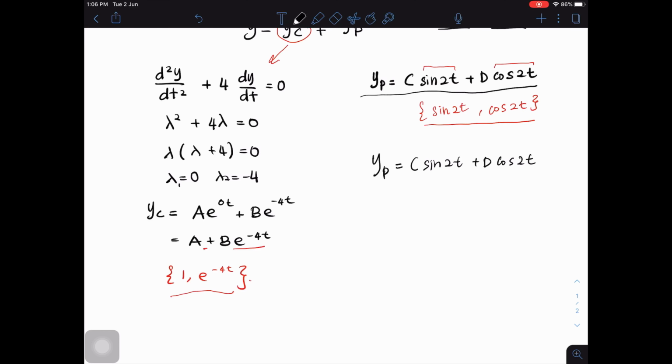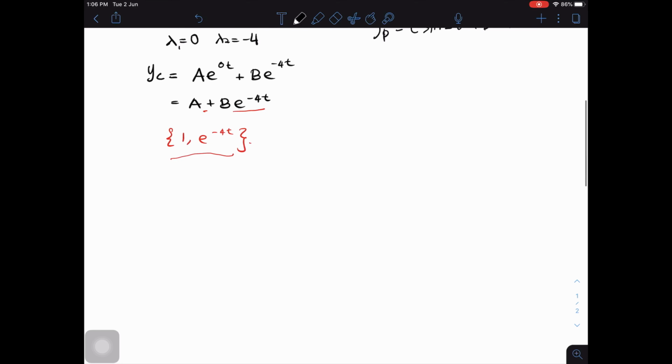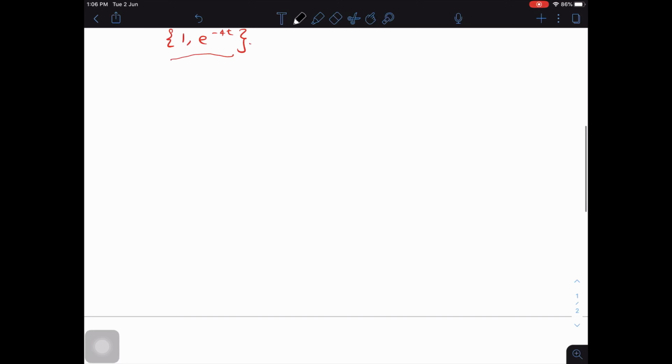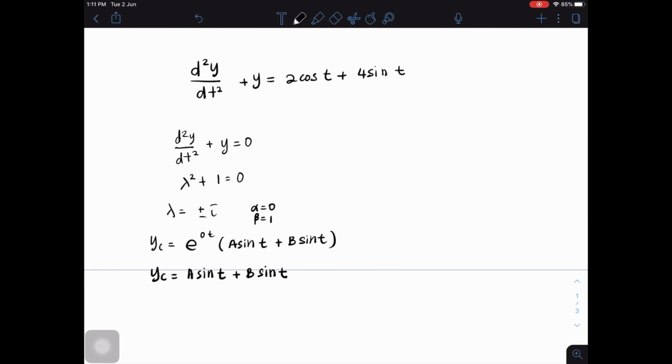Okay, let's do another example, because this video is focusing on how to decide our yp when it involves a trigonometric function. Let's see one more example on deciding what is yp for the case of undetermined coefficient, solving our non-homogeneous equation by using undetermined coefficient when fx is a trigonometric function. Okay, so as before, we need to solve yc first.